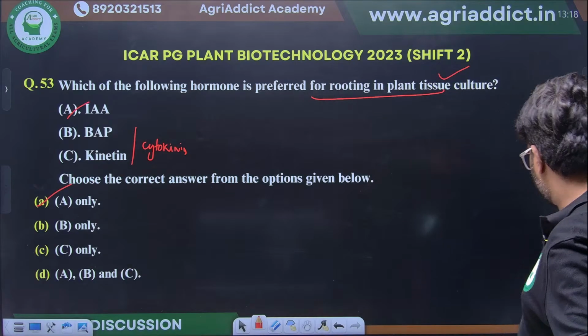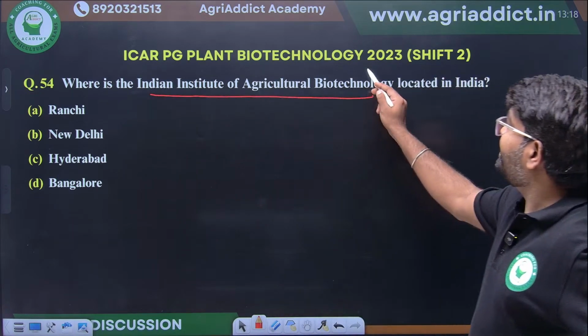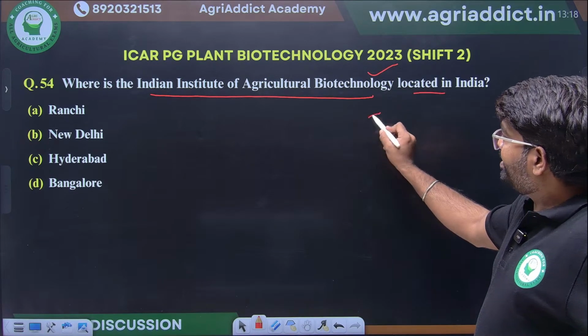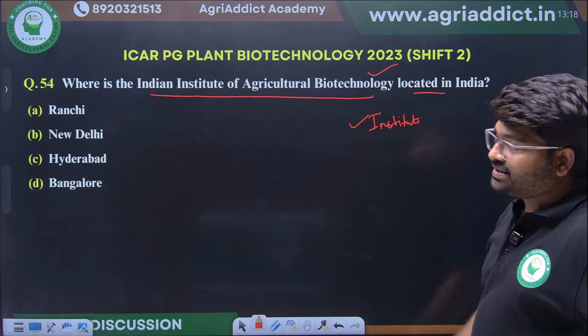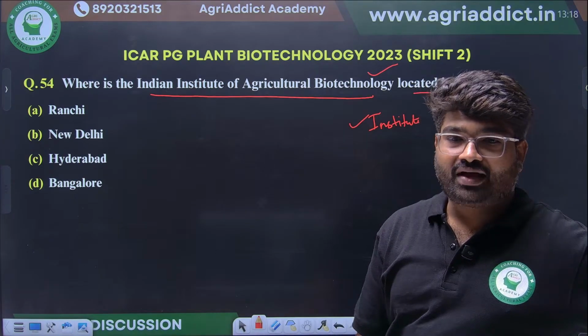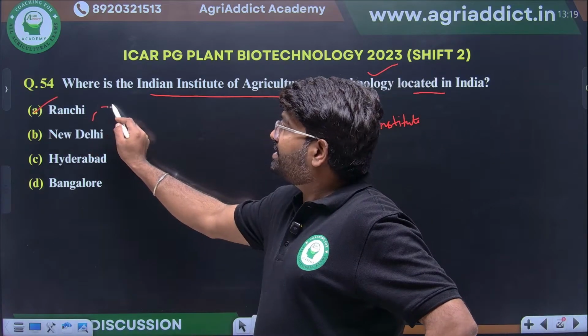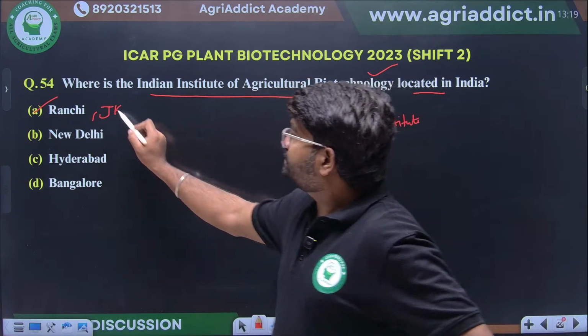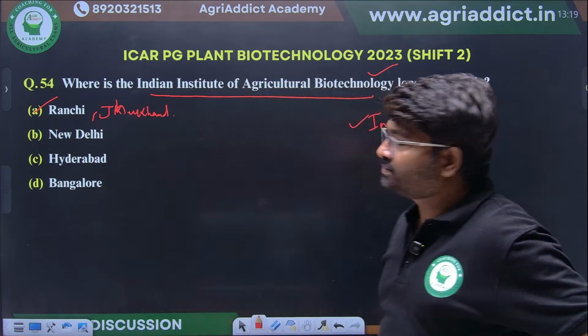Yes, very good. Where is the Indian Institute of Agricultural Biotechnology located? Again, one more question from institutes. So you have to be very thorough about institutes, where each is located. So the right answer is what? Ranchi, Jharkhand. Okay.